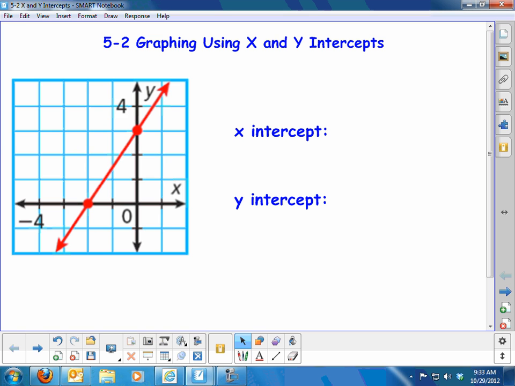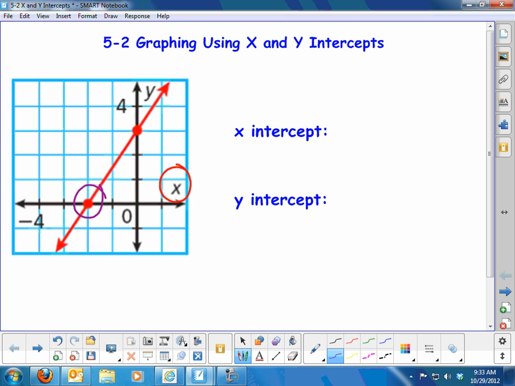intercept are. So I have the graph of a function here, graphed in red, and I want to identify my x-intercept. The x-intercept is simply where the line intersects with the x-axis. So where does our line cross the x-axis? Well, here is my x-axis. Where does it cross that axis? Right there. That point is my x-intercept.